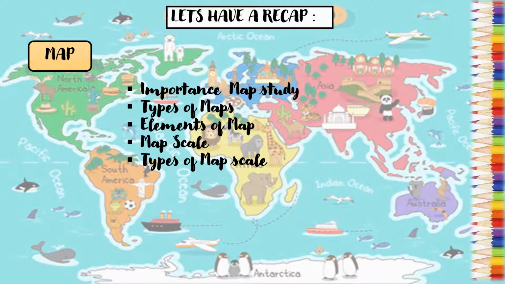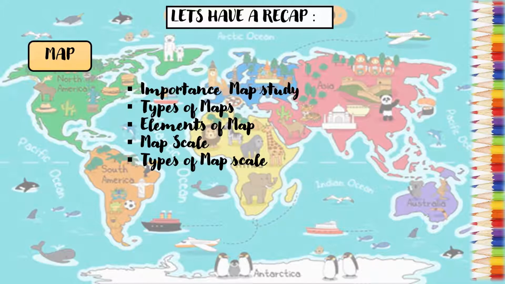Maps use symbols like lines and different colors to show features such as rivers, roads, cities, or mountains. These symbols help us to visualize what things on the ground actually look like. We also learn different types of maps. We learned political maps and physical maps. We studied elements of map. So every map has five important elements, that is title, legend or a key, compass, scale and inset map.